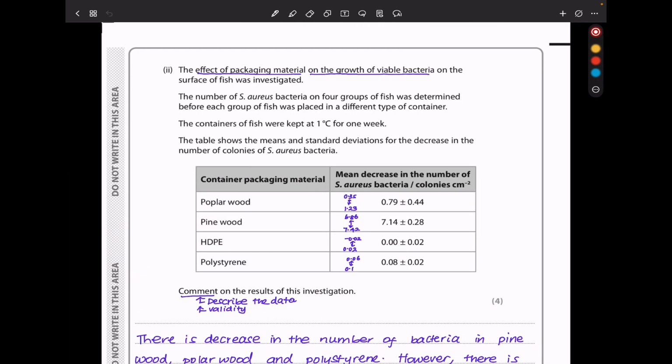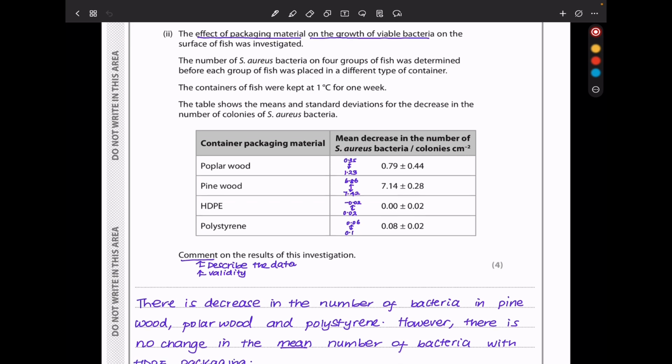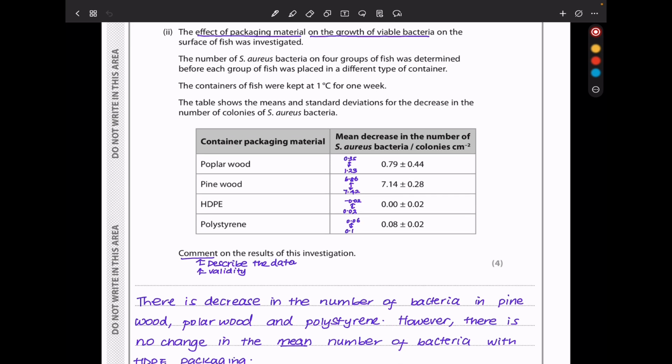Next they say, the effect of packaging material on the growth of viable bacteria on the surface of fish was investigated. The number of S. aureus bacteria on 4 groups of fish was determined before each group of fish was placed in a different type of container. The containers of fish were kept at 1 degree Celsius for 1 week. The table shows the means and standard deviations for the decrease in the number of colonies of S. aureus bacteria.